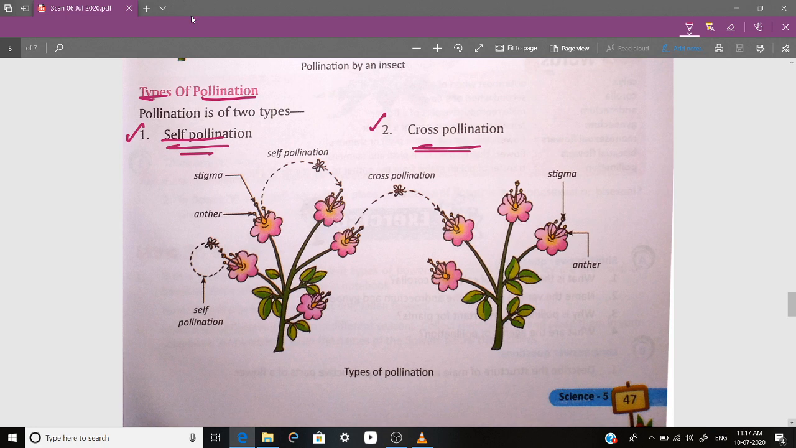For example, if the pollen grains of this flower are being transferred to this flower, but both flowers are of the same plant, then this is called self pollination. But if the pollen grains are being transferred to the flower of another plant, as you can see here, from this plant to this plant, then this process is called cross pollination.